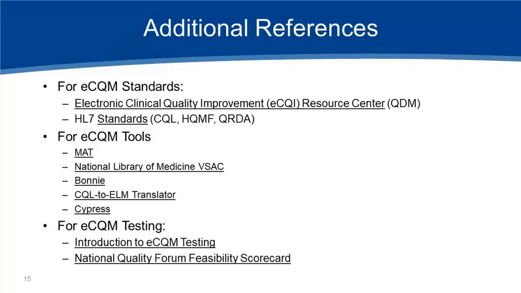For the eCQM tools themselves that I mentioned, so the MAT, the VSAC, Bonnie, the CQL to ELM Translator, and Cypress, again, you can click on those links to go directly to the pages that have information on those things. And again, there's some great graphics and some great information on the Resource Center. And then for eCQM testing, we've included a link to the NQS Feasibility Scorecard here, as well as to a webinar on an introduction to eCQM testing on the MMS resources page that might be helpful to folks that are interested in getting started in this area.